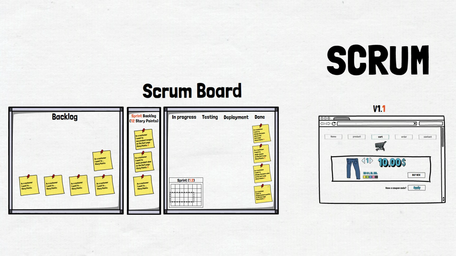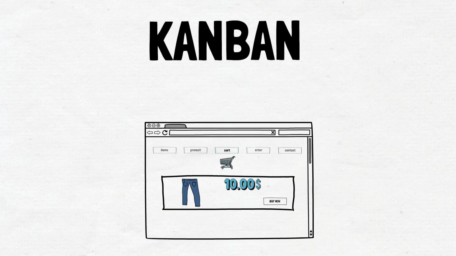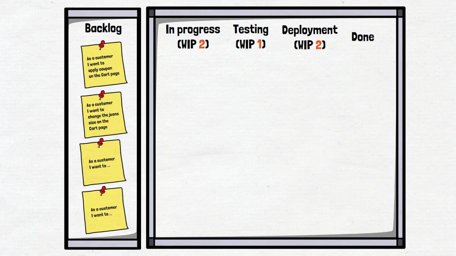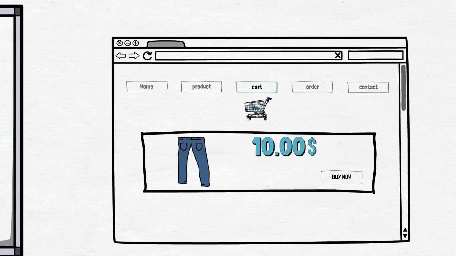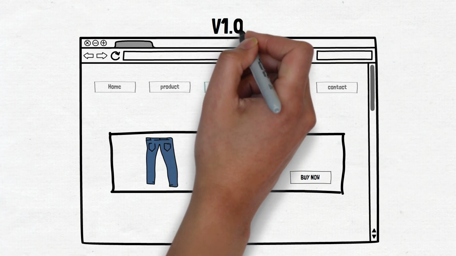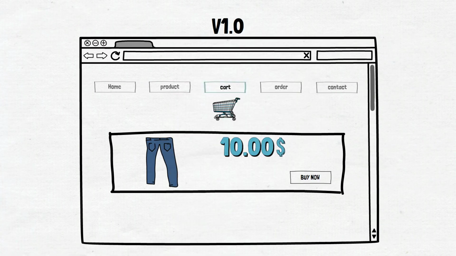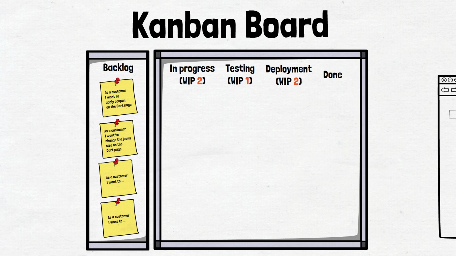Time to look at the Kanban process. As we mentioned earlier, Kanban and Scrum have some similarities. We also start with the first basic version of the website. And we also plan to improve the user experience and many new features and user stories. And here the difference begins.